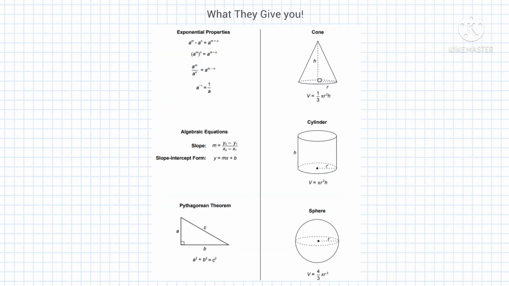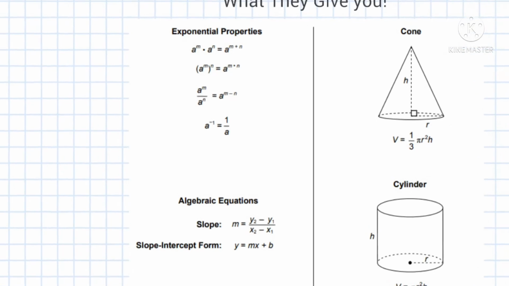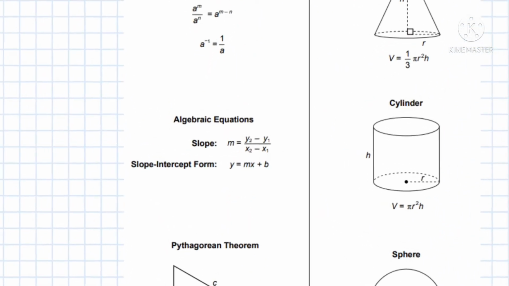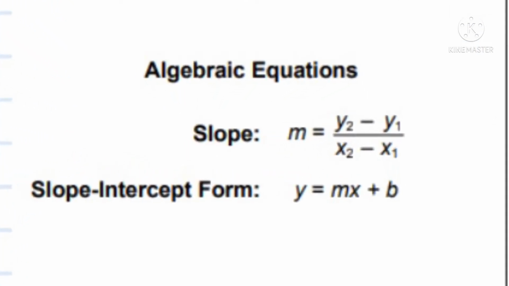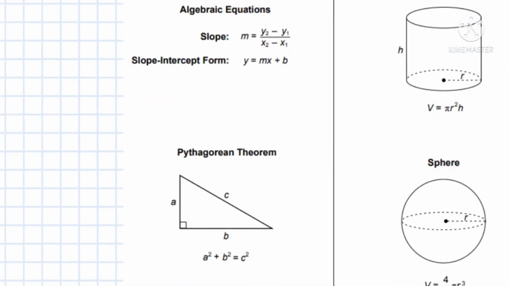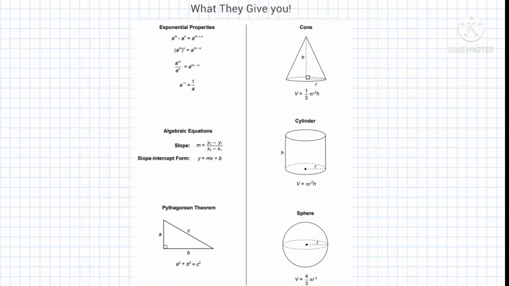This is the formula sheet you'll see in the front of your book that you'll be allowed to use throughout the test. This one shows you the properties of exponents. I made a video of this already. This one shows you what slope-intercept form looks like and how to find the slope. This one shows you the formula for the Pythagorean Theorem. In other words, how to find missing sides of a triangle. And the last 3 show you formulas to find the volume of a cone, cylinder, and sphere.